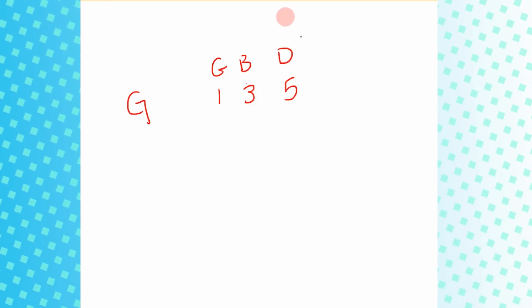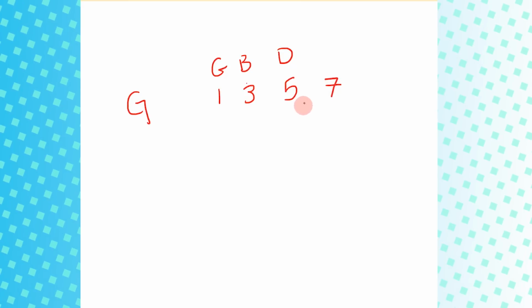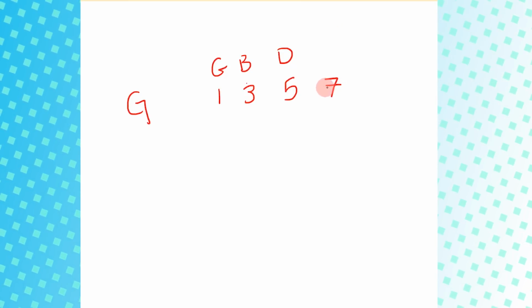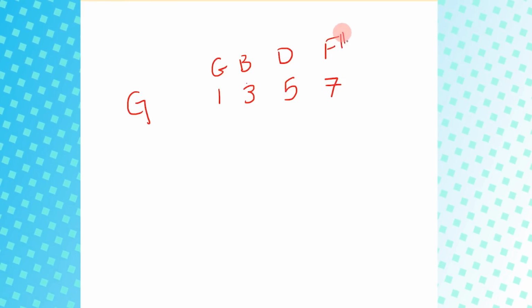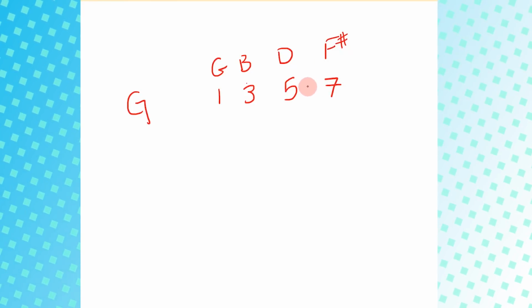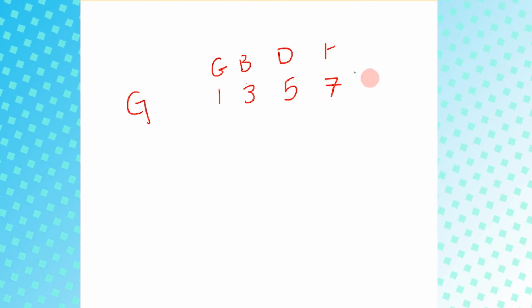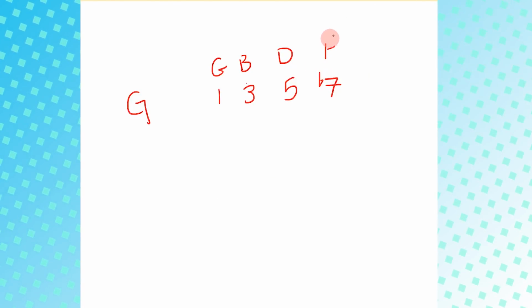In order to make this a dominant 7th, we just add the 7th note of the scale. But we don't stop there. It's not just the 7th note of the scale. The 7th note of a G scale is F sharp. That would actually be what we call a major 7 chord, but we just want a 7 chord. And the way we do that is by adding a lowered 7th, okay?